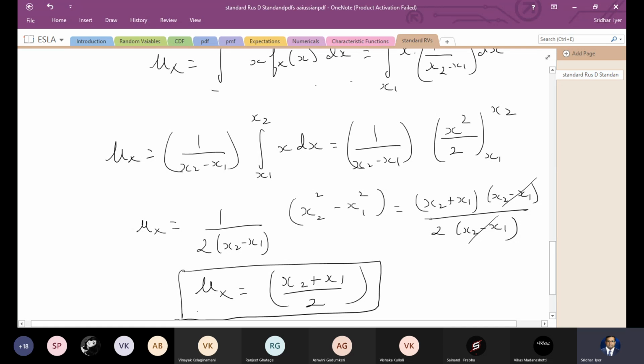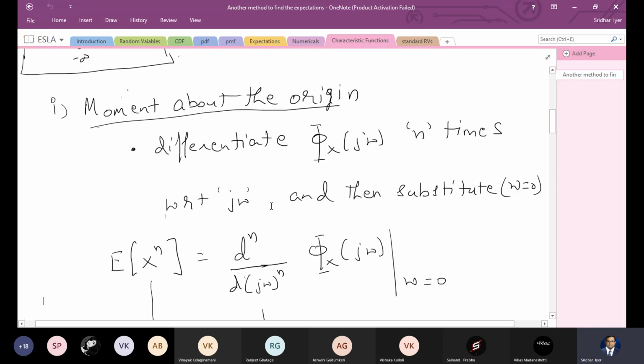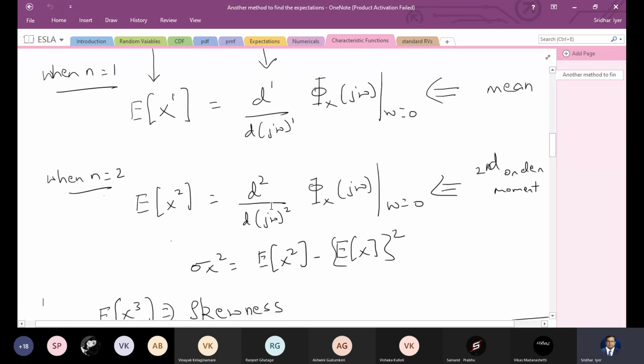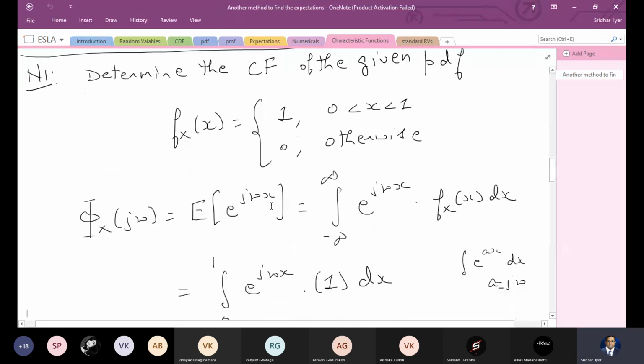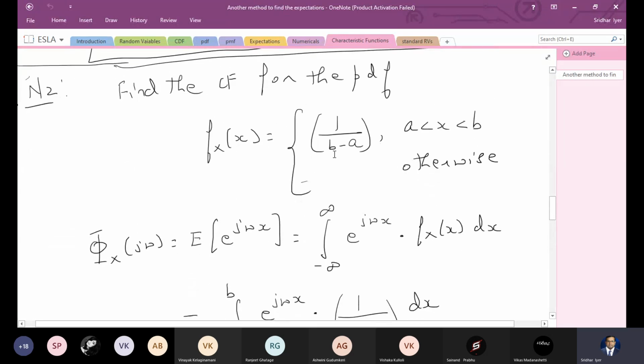right? So the numerical which we had solved previously, if I take you there, where the value of the, let me go quickly here. Yeah, so here the value which we were given was b and a, right?